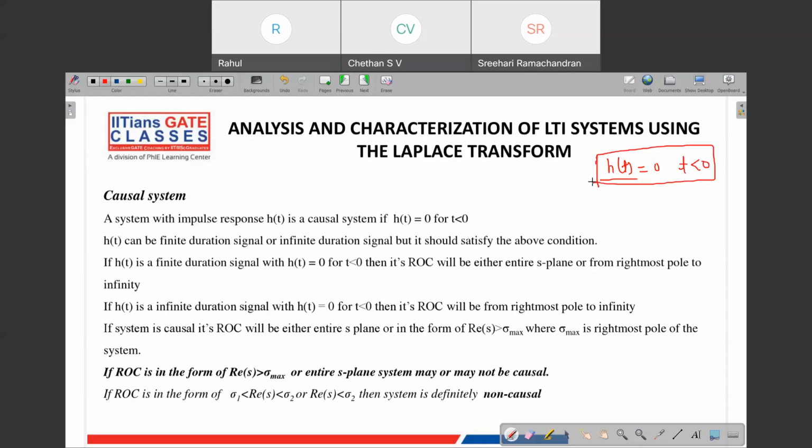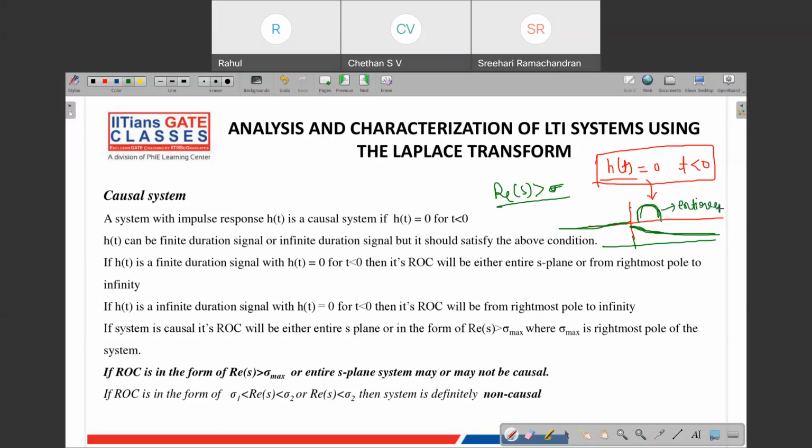Now when we try to represent this in the Laplace domain, the signal can be of two forms. On the left side it will always be 0. On the right side it can be a finite duration signal, or an infinite duration signal. There are two possibilities here. If it is an infinite duration signal, then the ROC will be of the form real part of s greater than some value, because the signal is right sided. And if it is a finite duration signal, then it will be the entire s plane.